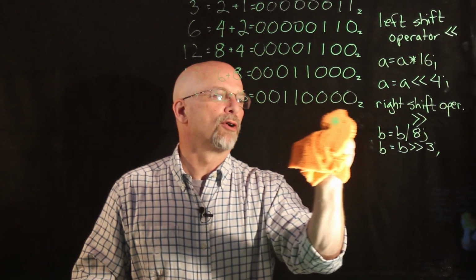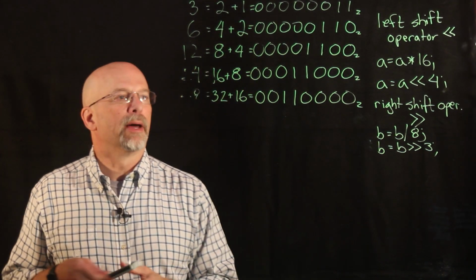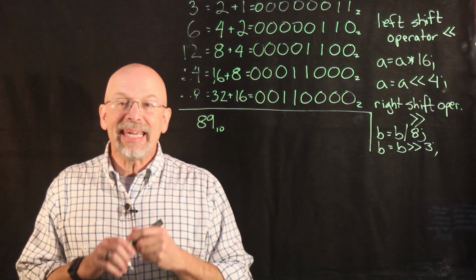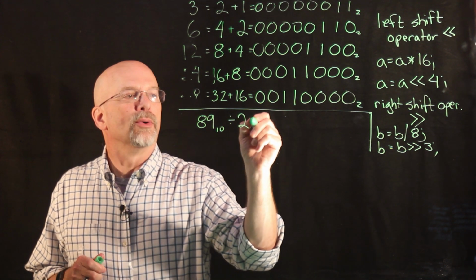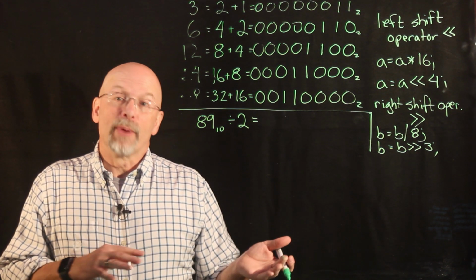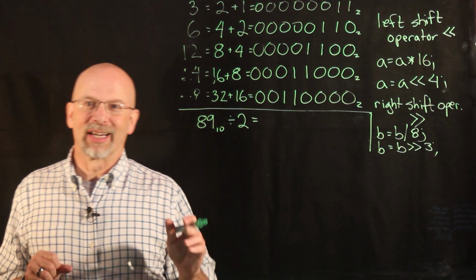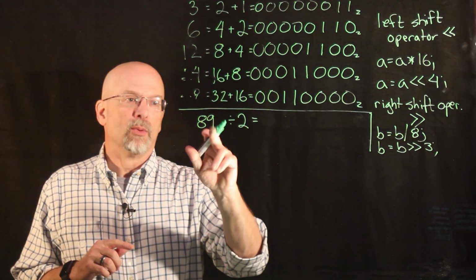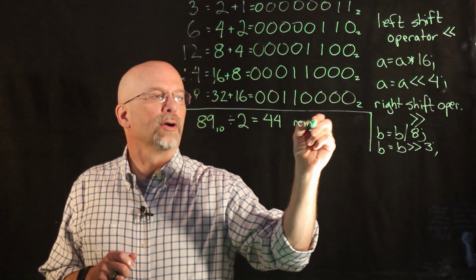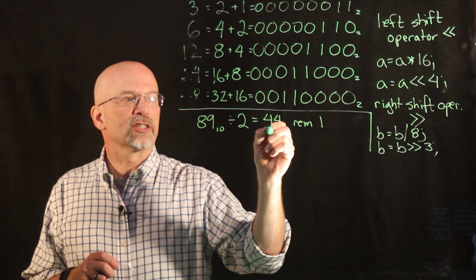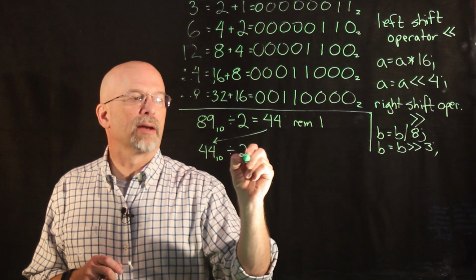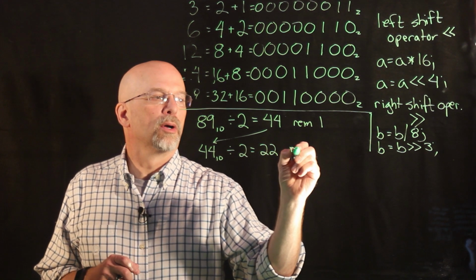Now, let's do a conversion. Let's convert the decimal number 89 to binary. Now, 89 divided by 2 is equal to, remember, 89 is an odd number, and so we're going to get a remainder of 1. In fact, that's the only remainder we're ever going to get. We're going to get either a remainder of 0 or a remainder of 1 when we divide by 2. Well, 89 divided by 2 is 44 with a remainder of 1. Now, we take this 44, bring it down here. 44 base 10 divided by 2 is equal to 22 with a remainder of 0.